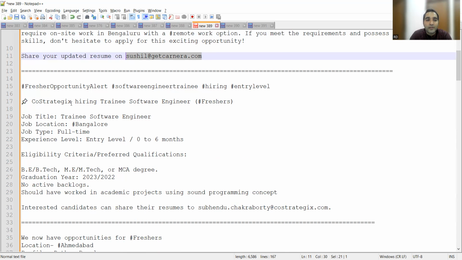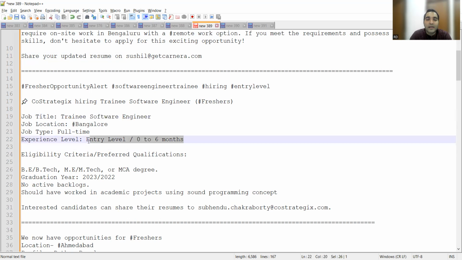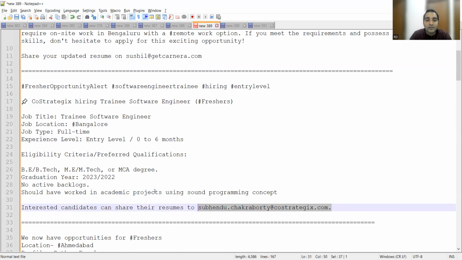Apart from this, Core Strategics is hiring trainee software engineers, freshers. Again, this is for the Bangalore location. The job title is trainee software engineer, and they are looking for entry level candidates, a full-time job opportunity. Graduation year 2022 is required, 2023 will also do. Someone who has completed BE, BTech, ME, MTech or MCA degree can share their CV at this particular email address.